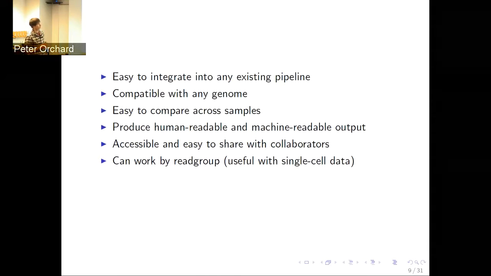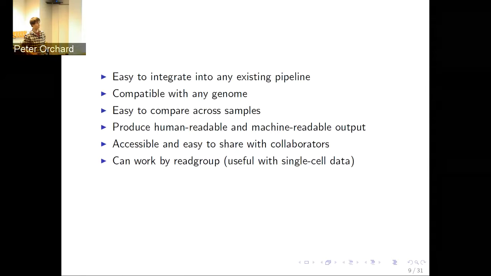So this was a problem that the lab was dealing with a couple of years ago. So we set out to figure out what would you want in a QC tool. And these are some of the characteristics we came up with. You want something that's easy to integrate into any pipeline. You don't want it to be built into some kind of pre-compiled pipeline like ENCODE's is, for example. You obviously want compatibility with any genome. You want to make it easy to compare across samples.